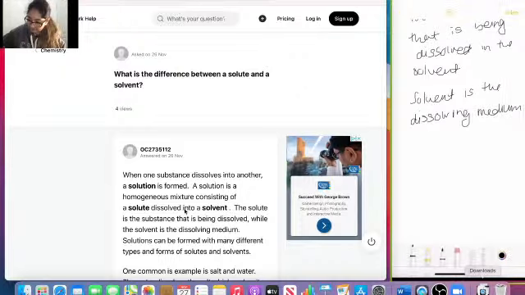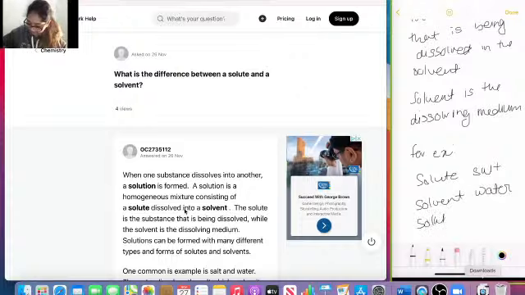we can say, if you want to have a solution of, let's say, salt water, our solute in this case is salt, and our solvent is water. Okay, and so then our mixture, our solution, is salt water.